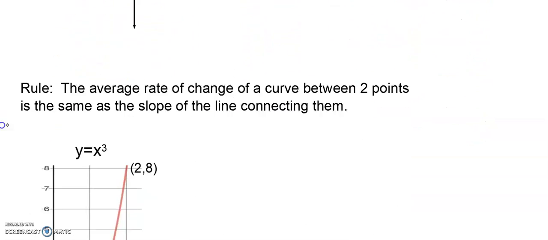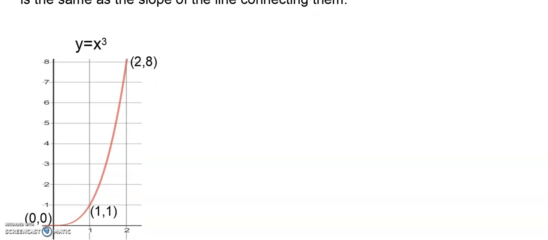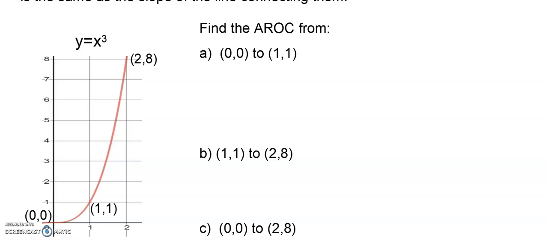Well, we have a rule, and that rule says that the average rate of change of a curve between 2 points will be the same as the slope of the line connecting them. So here's what I'm talking about. Suppose I have y equals x cubed, where I've shown that I have 3 points on the graph of y equals x cubed: (0, 0), (1, 1), and (2, 8).